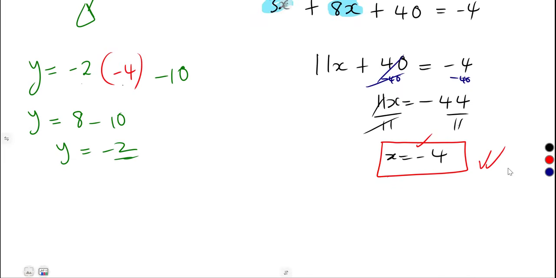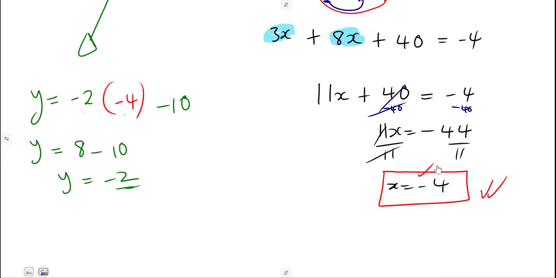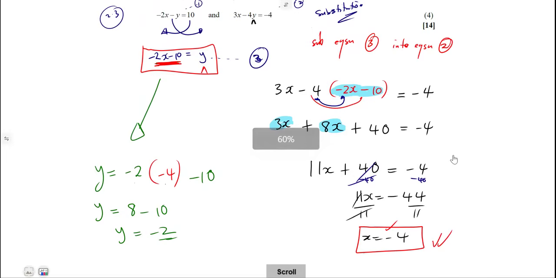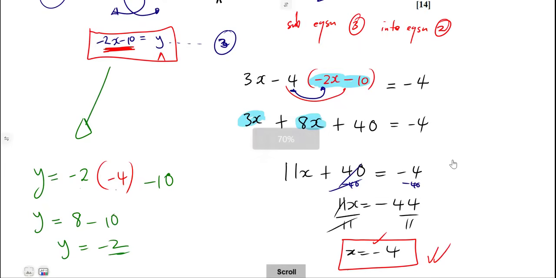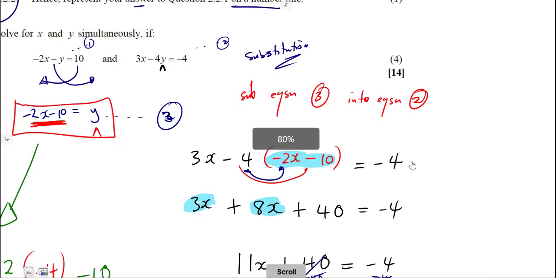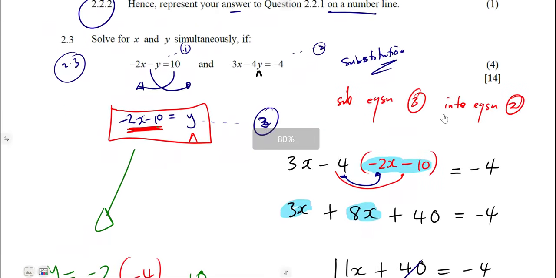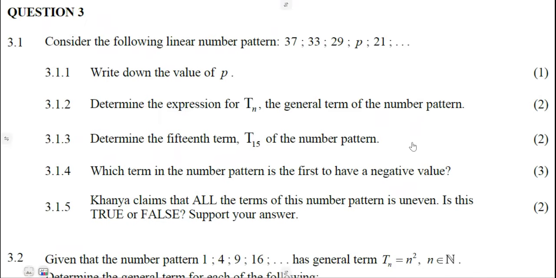So questions can actually be given in that format. Simultaneous equations, you just need to figure out how to solve. You can use any method, any applicable method in your syllabus. Is it elimination? Is it substitution? That can be your choice.